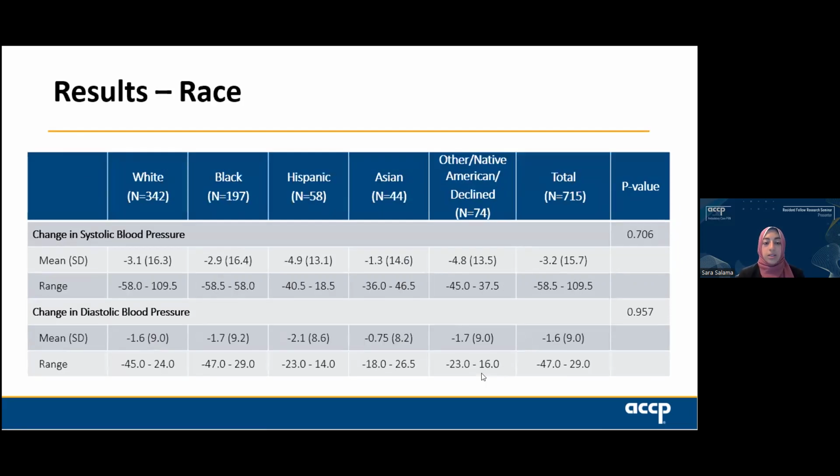When we take a look at race, we observed a 1 to 5 millimeter mercury reduction in systolic blood pressure and a 1 to 2 millimeter mercury reduction in diastolic blood pressure, with, again, no statistical significance across the groups.